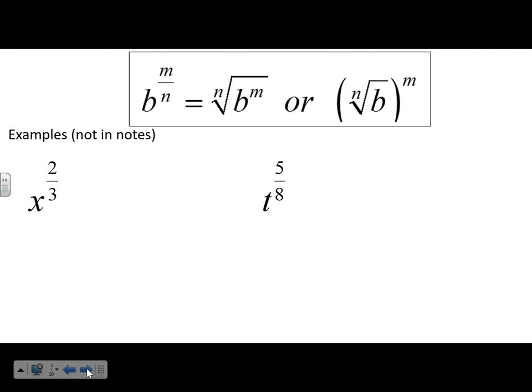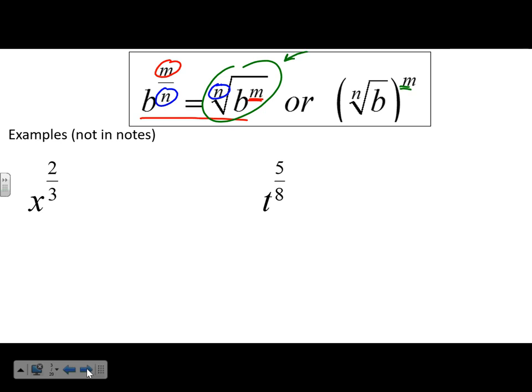So the big thing is this equality, where if you have a fraction as an exponent, your numerator is going to be your exponent. Your denominator you can change into your index number. Now the other way you can write this is you could put the exponent out front. Most of the time I write it this way, but sometimes it does help a little bit to write it the other way.